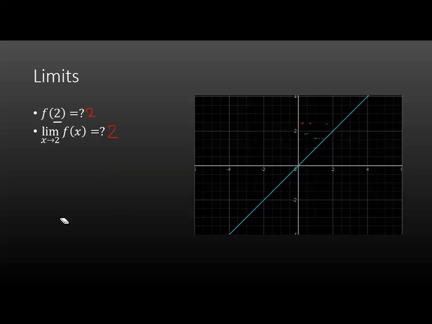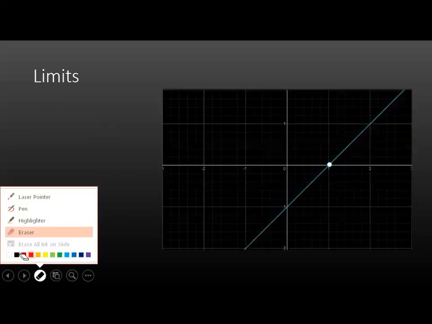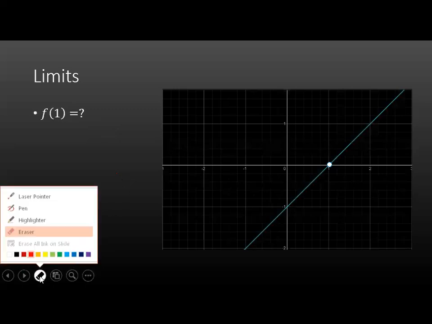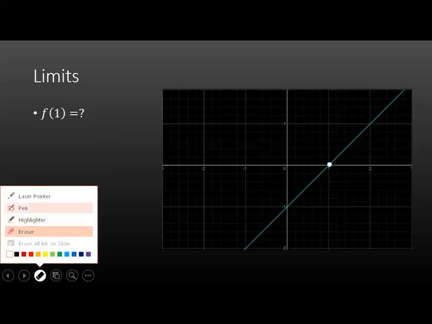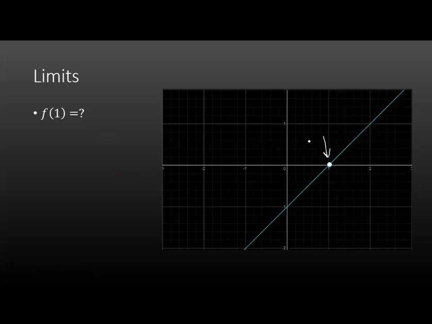Okay? Let's try another example. We have this one. Okay. Find f of 1. Okay. What is the y value of f of 1? So here, this is 1, right? F of 1. Now, what would be our y value? In a graph, when you see a hole, this is actually a hole. Wait, hold on. This is actually a hole.